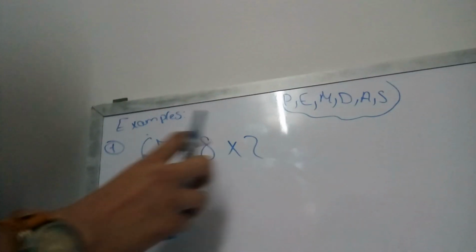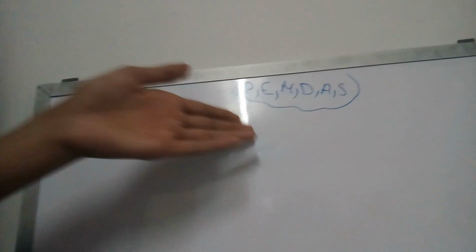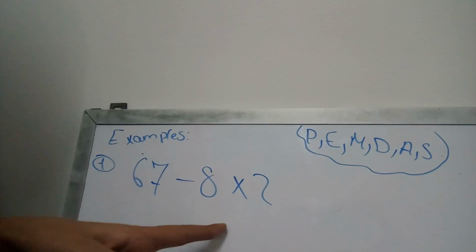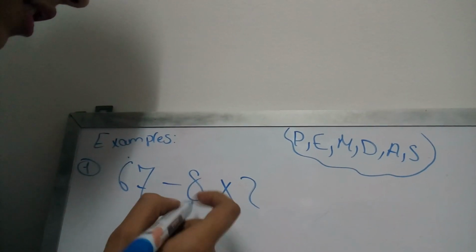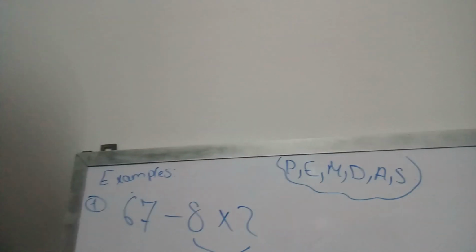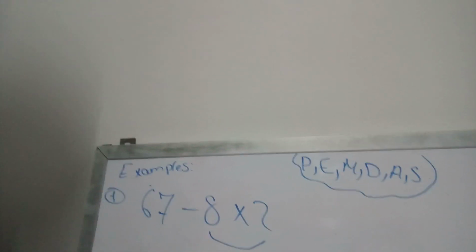Which one will we solve first? Let's see. P is for parentheses. Do we have any parentheses? No, we don't. Okay, let's move on. E for exponents. We don't have any exponents. Okay, what's next? M for multiplication. Yes, we have a multiplication. So we'll solve this first. We won't solve the subtraction first, and I'll show you later why. There's a big difference in the answer.